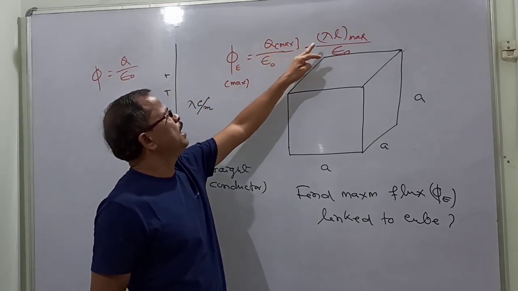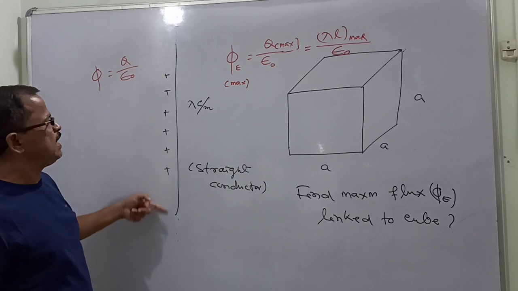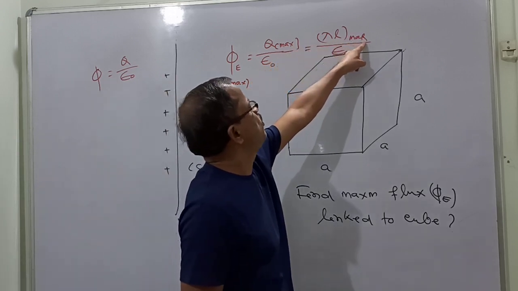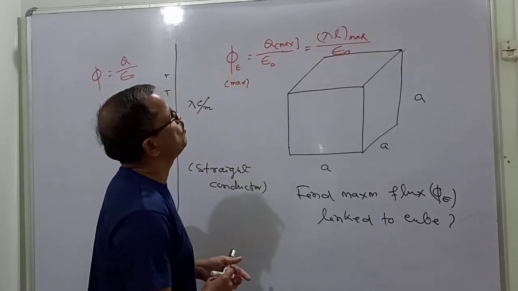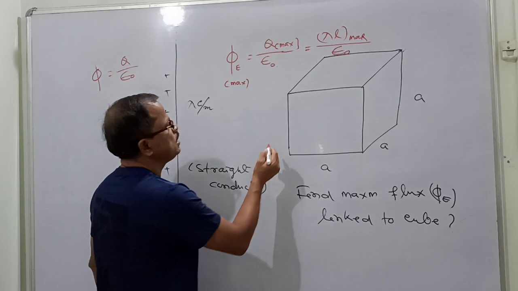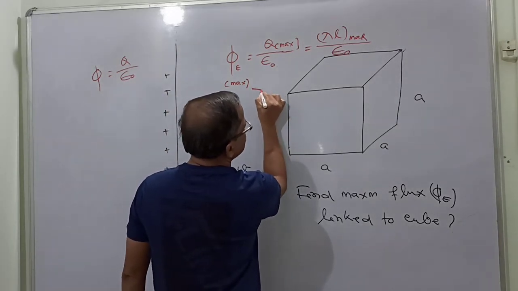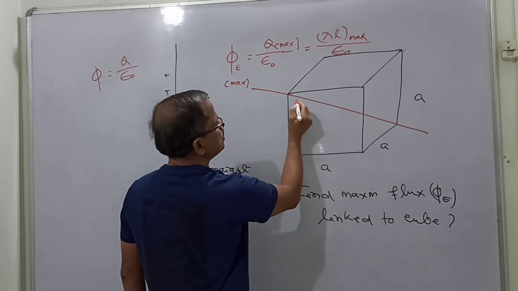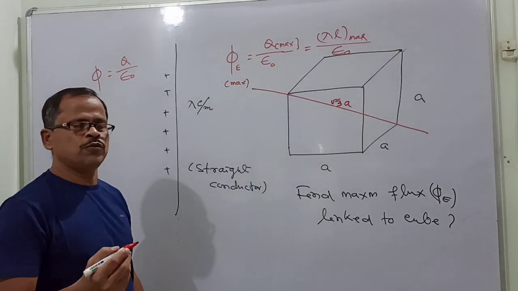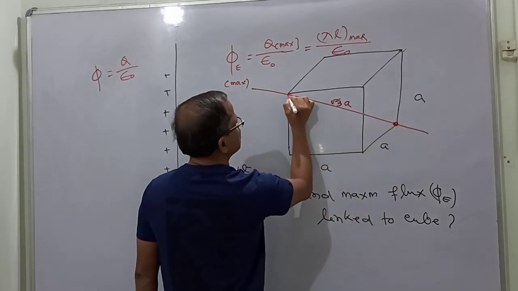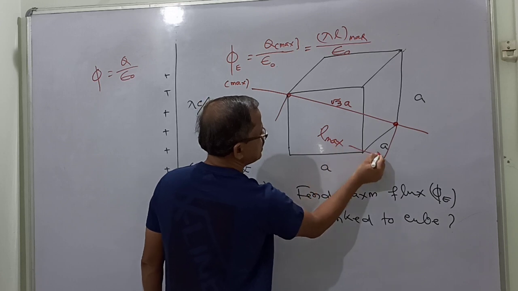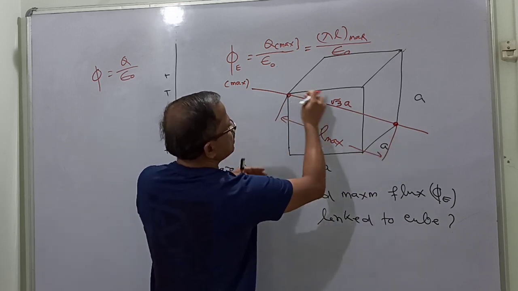Charge depends upon lambda into L because the charge carries on a line. Lambda is coulomb per meter. So if lambda L is maximum, then flux will be maximum. Then what is the maximum length of the conductor that can be accommodated inside the cube? Obviously, if the conductor is placed along the body diagonal of the cube, this is the maximum length, and this maximum length is root 3 into A. For a cube, the body diagonal is the maximum length, L max, inside the cube.